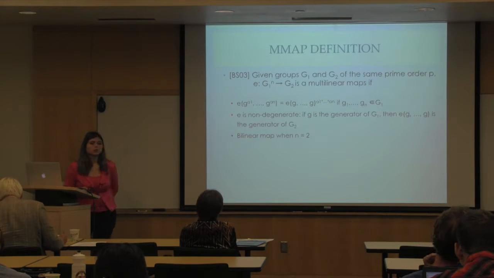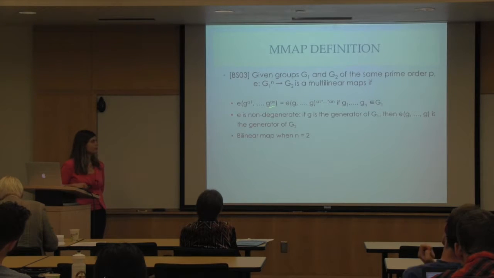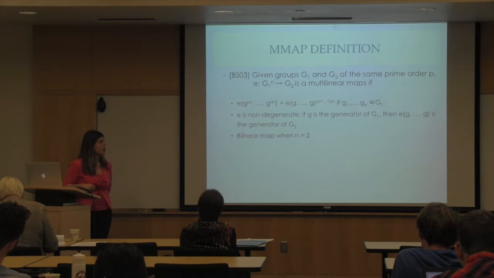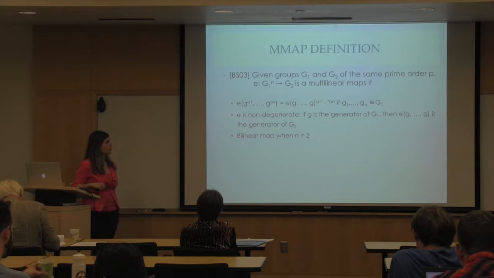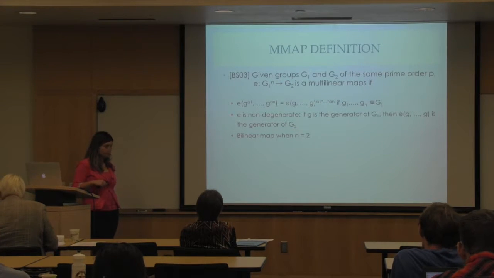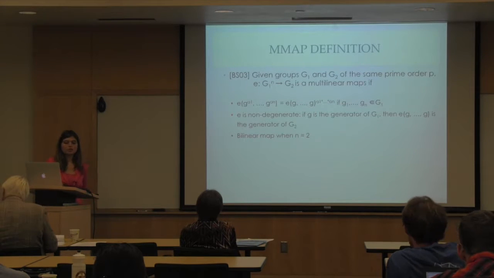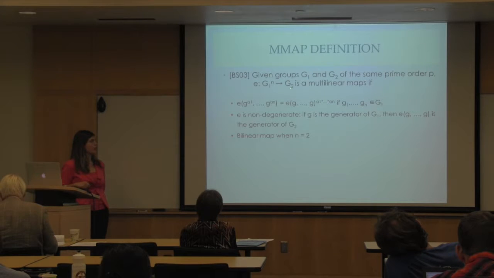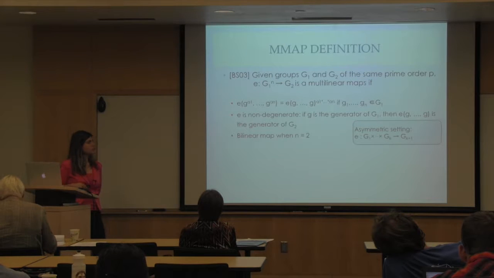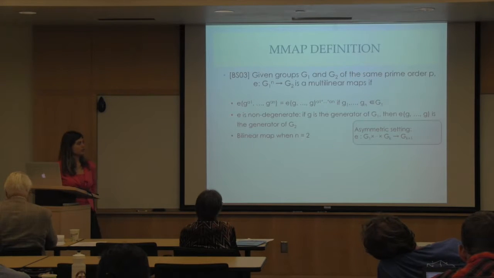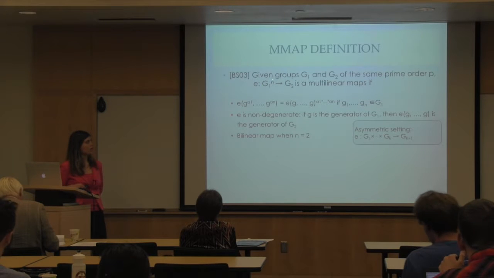A further condition that we would like to have for this multilinear map is that it's not degenerate, which means that if we include the multilinear map and generate the output, then we actually get a non-degenerate result. So this is a general definition for a multilinear map. In the case when n is equal to 2, we get the bilinear map. This definition can also be extended to the asymmetric setting where the n groups are different.